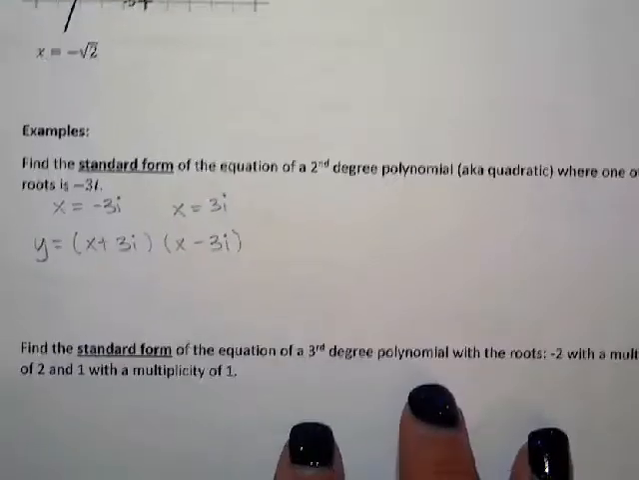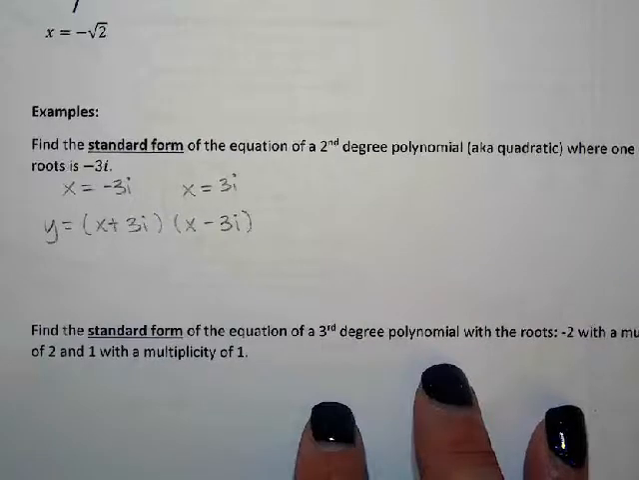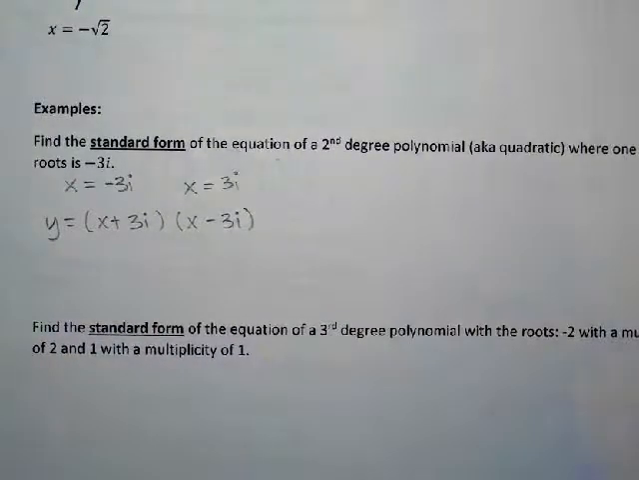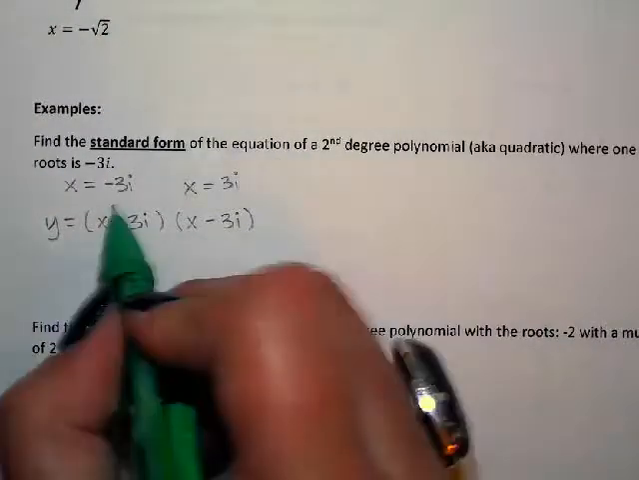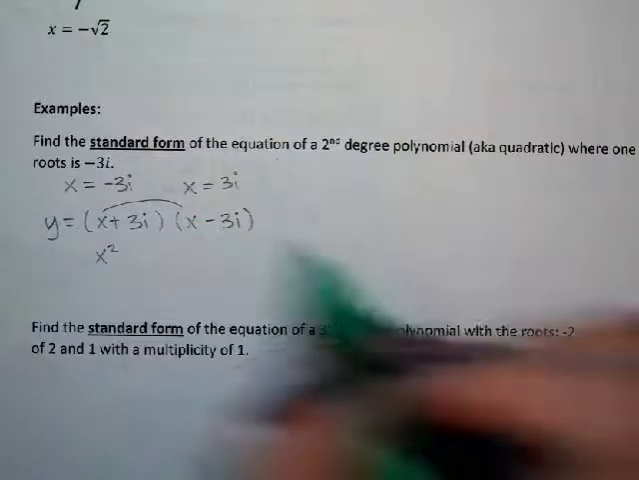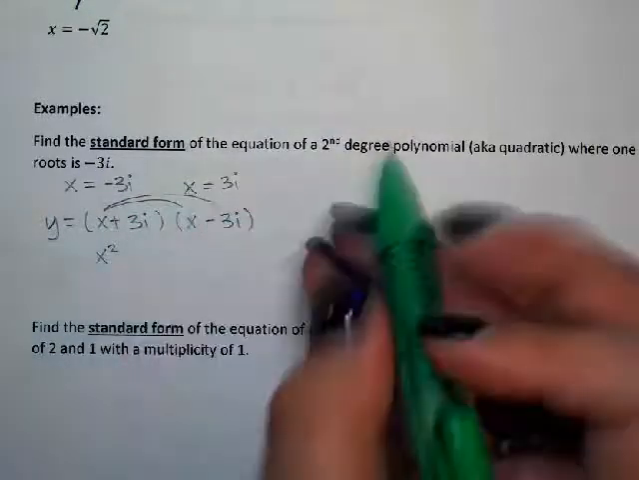So we're going to go ahead and FOIL this out. We got x times x, x squared. All right, now don't be scared. Don't be scared. We know it's going to clean up. So we got negative 3ix. Then we got positive 3ix. See how that cleaned up?